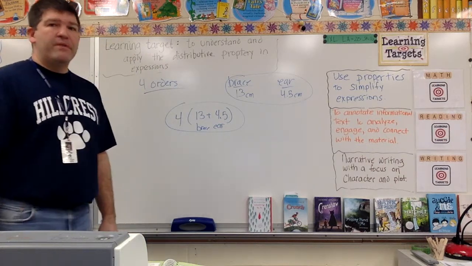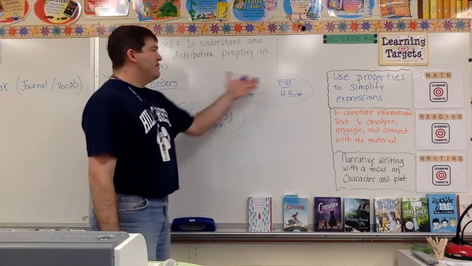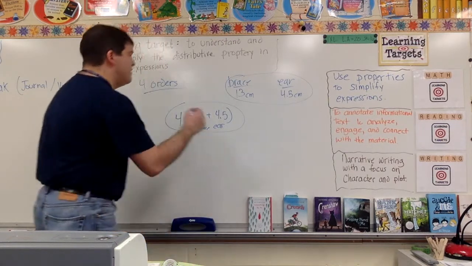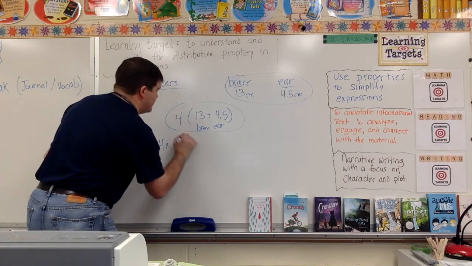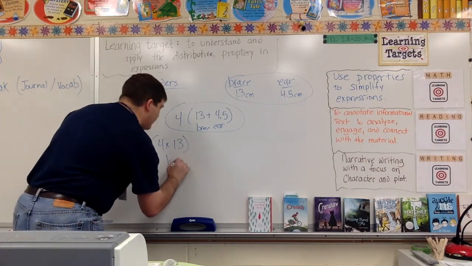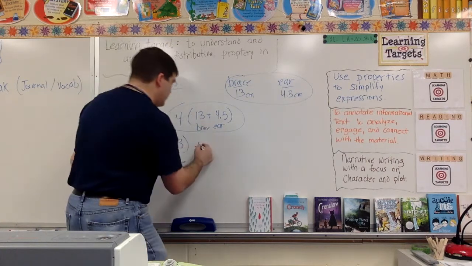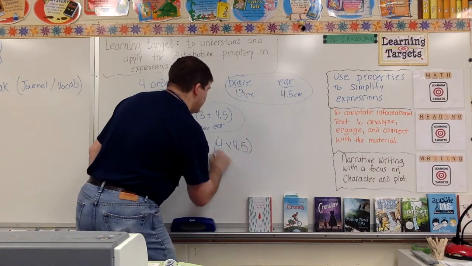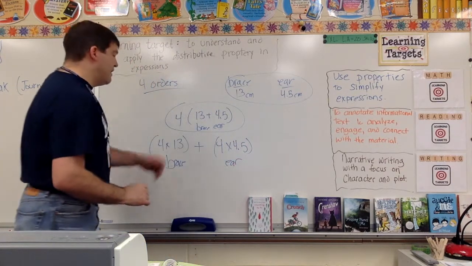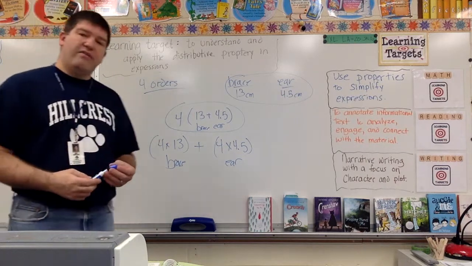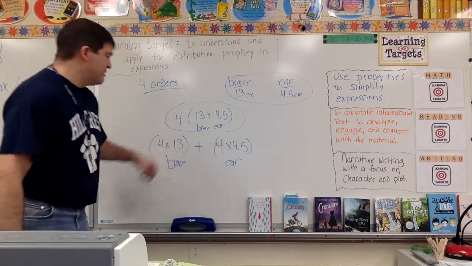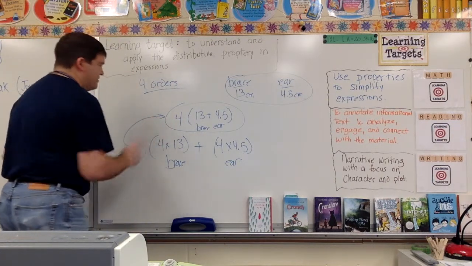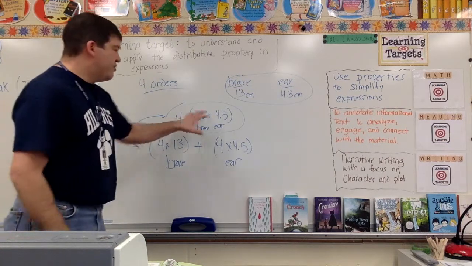Or I could say, you know what, how much do I need? I need 4 of these and 4 of these. How much do I need for 4 bracelets? How much do I need for 4 earrings? So it'd be 4 times 13. That would get my bracelet. And then I add it to my earring total, which would be 4 times 4.5. And that's my earring. And once I add those together, I have how much wire I need to make these 4 sets. This and this are the same way. I just distributed it differently.